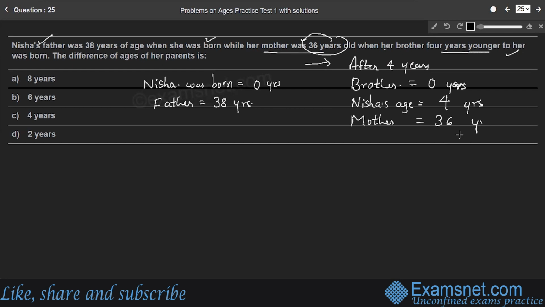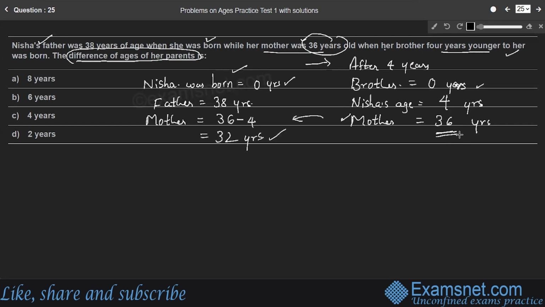was 36 years. Here, the question is the difference of ages of her parents, so the age difference between her father and mother. For that, we'll consider her mother's age when she was born. When her brother was born, her mother's age was 36 years. When Nisha was born, her mother's age was 36 minus 4, so 4 years before Nisha was born. Therefore, 36 minus 4 is 32 years.